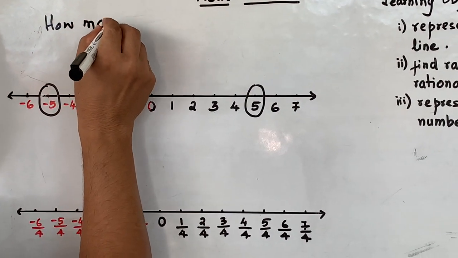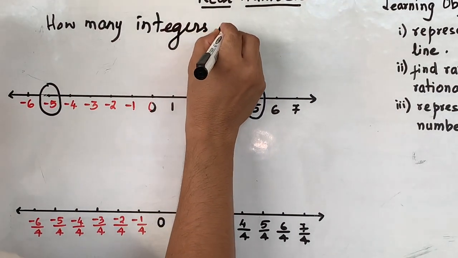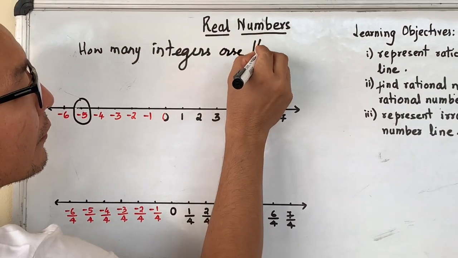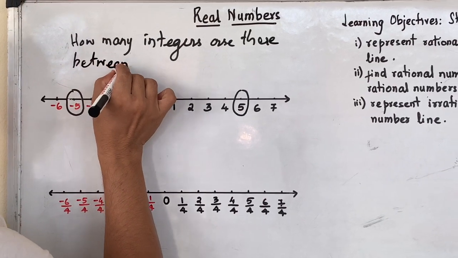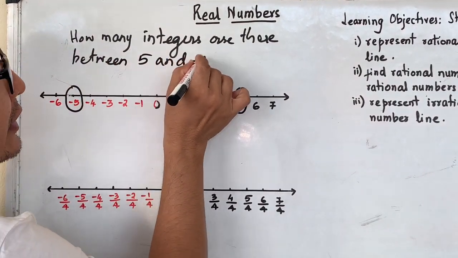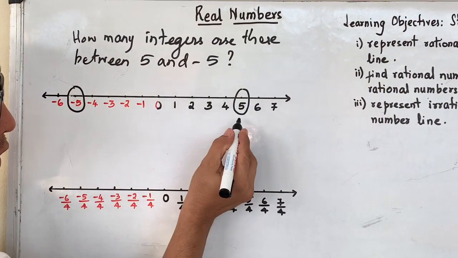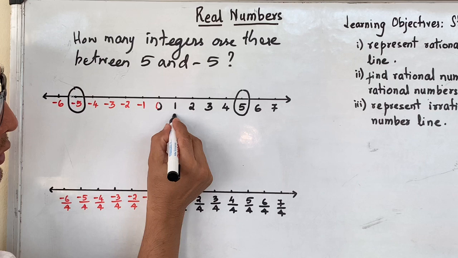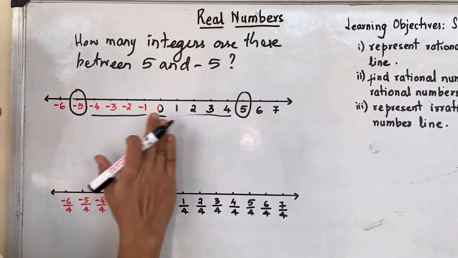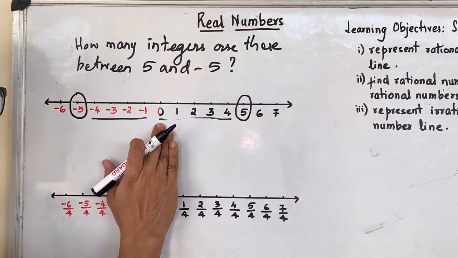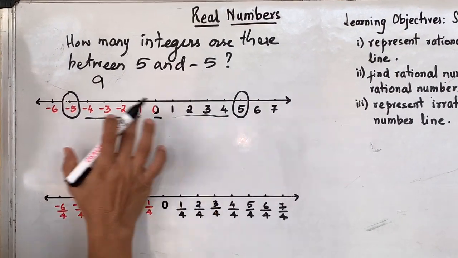How many integers are there between 5 and negative 5? On the positive side there are 4 numbers, on the negative side 4, and zero as well. So there are 9 integers between 5 and negative 5.